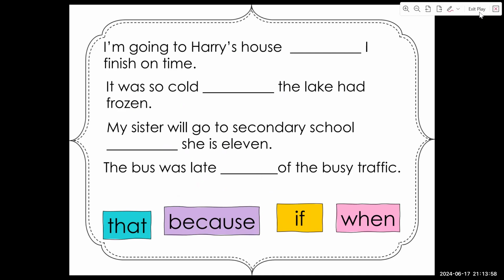Okay. You try. One. Okay, there's no repetition, okay? Just one for each blank. I'm going to Harry's house if I finish on time. Okay, so your first answer is if, because there will be an answer next. So if, and then? It was so cold.